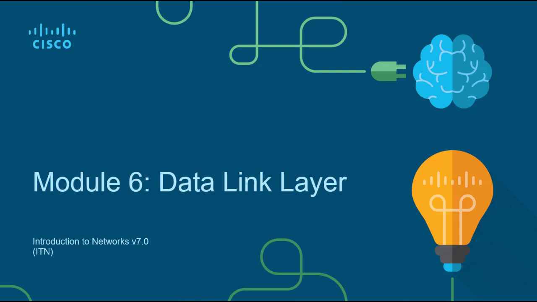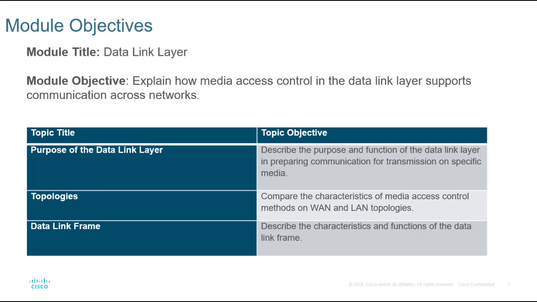Welcome to Module 6, which will walk us through Layer 2, also known as the data link layer, of the OSI model. The data link layer is important because it helps to move data onto and off of different types of physical media that are part of the physical layer.